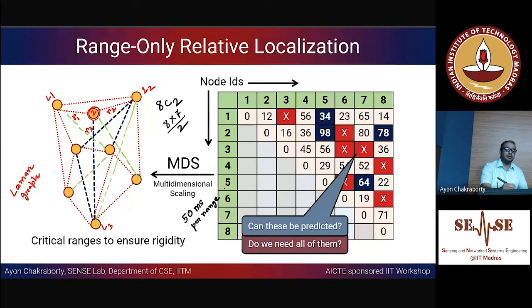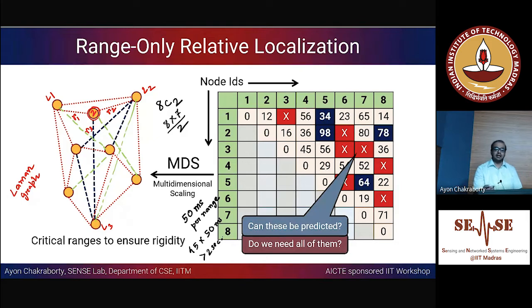So if you take 50 milliseconds per range, and if you have to do, let's say, for 10 nodes, 45 range measurements, right? That will be 45 multiplied by 50 milliseconds, which is greater than even 2 seconds. So it will take 2 seconds just to complete one location update for the entire topology, and your MDS is also going to take some time.